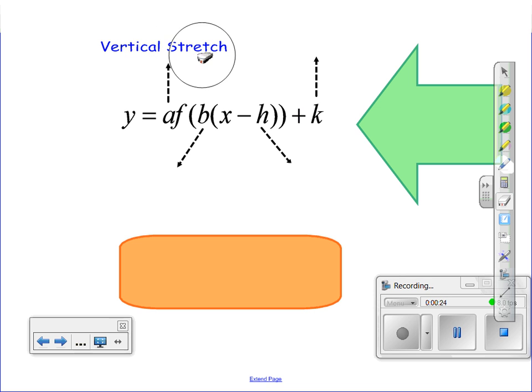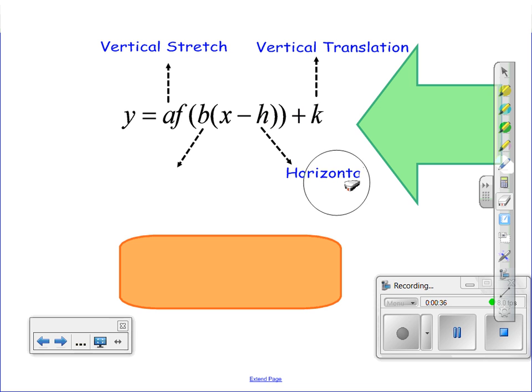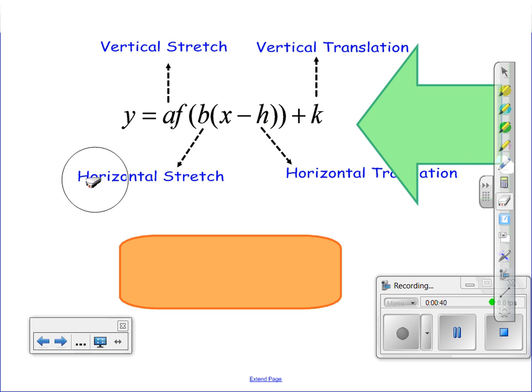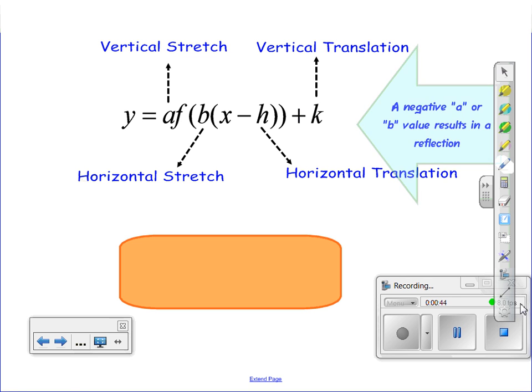If we have the a value in front of the f(x) function, we know that's a vertical stretch, and the number added on at the back leads to a vertical translation up or down. The value inside the bracket with the x is a horizontal translation, and then we have our horizontal stretch being the number in front of the x. And don't forget that if the a or the b value, the stretch values, are negative, that produces a reflection over the x or the y-axis.